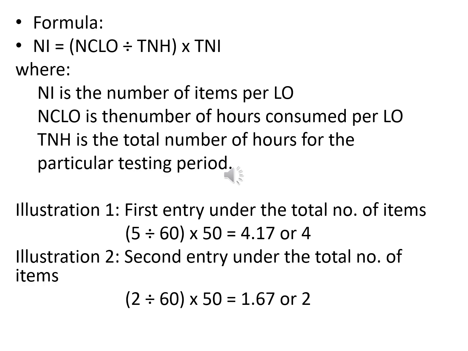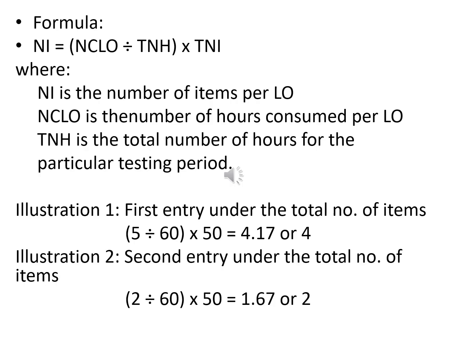The result is 4.17. Of course, you will round it off. So 4.17 is equal to 4. There must be a necessity to round it off because the number of items should always be a whole number.